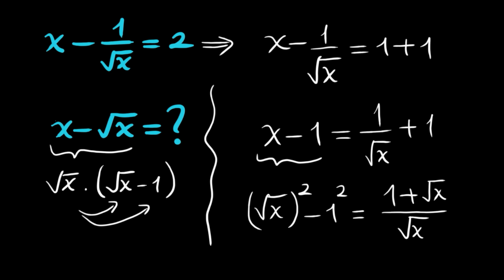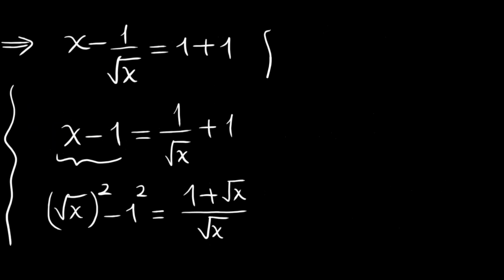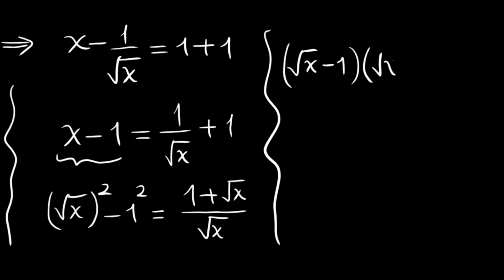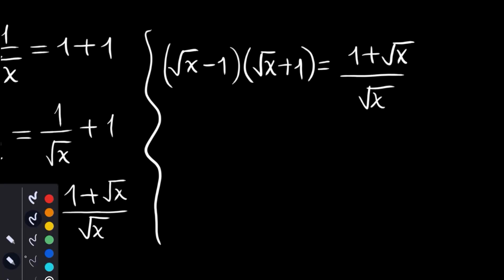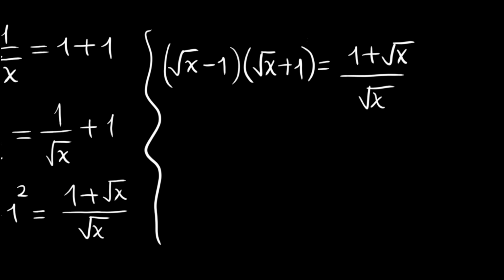Now you may see what will happen here. This is the difference of two squares, so we have (√x - 1) times (√x + 1). This is equal to this (1 + √x) all divided by √x. Now we can cancel these 1 + √x terms, since √x cannot be negative 1 in the real world. So we are left with √x - 1 = 1/√x.